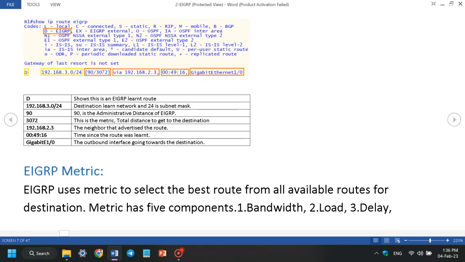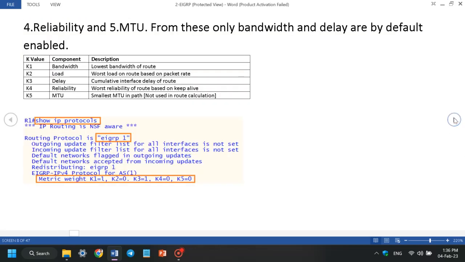Then what is the EIGRP metric? EIGRP uses the metric to select the best route from all available routes for a destination. Metric has 5 components. 1. Bandwidth. 2nd. Load. 3rd. Delay. 4th. Reliability. And 5th. MTU. Of these, only bandwidth and delay are enabled by default.